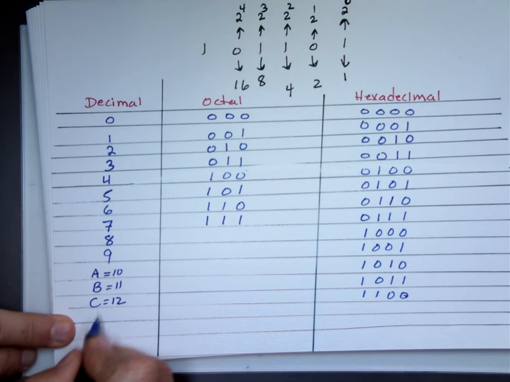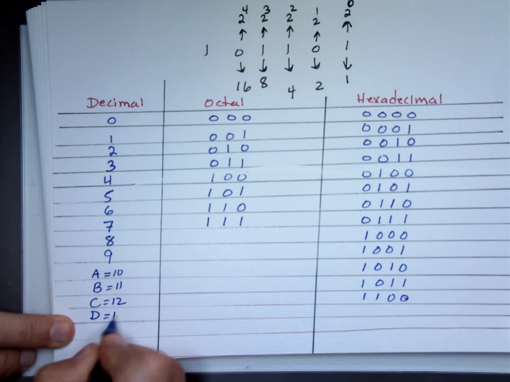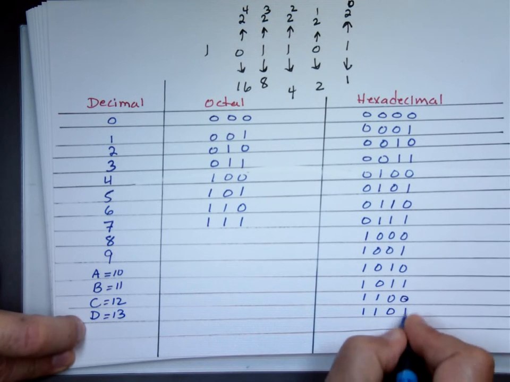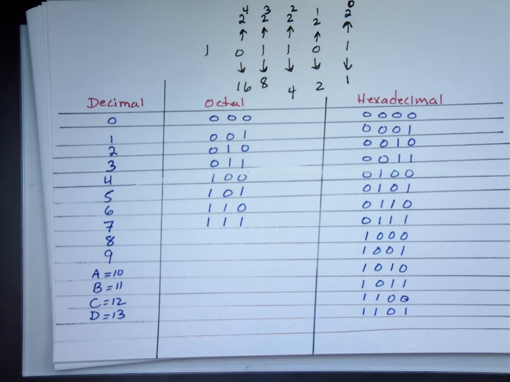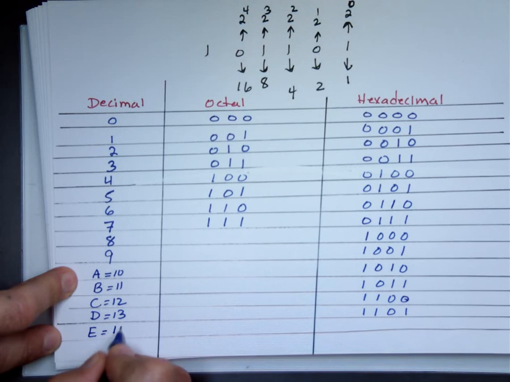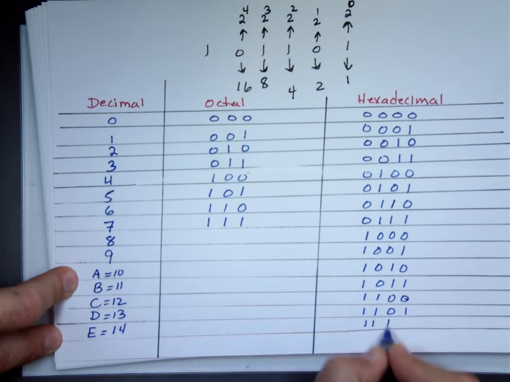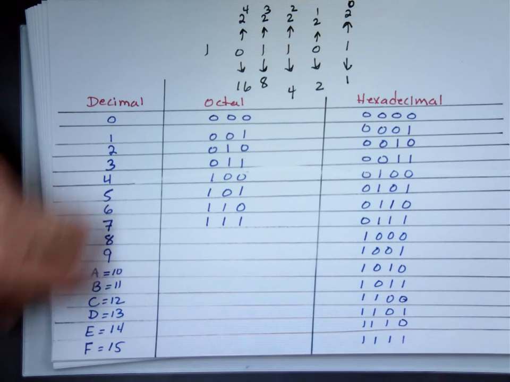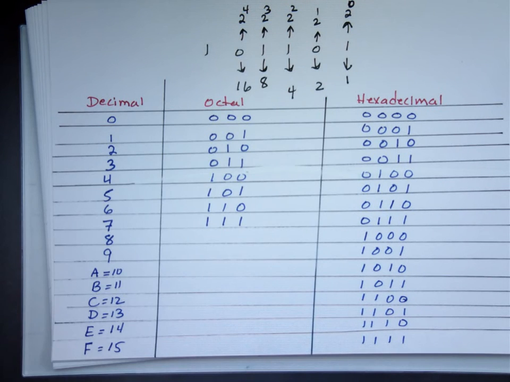13. 8, 4, and 1. 14. 1, 1, 1, 0, and finally the 15, F, which is 1, 1, 1, 1. Notice that's why I use 4 digits for that, 3 for this.